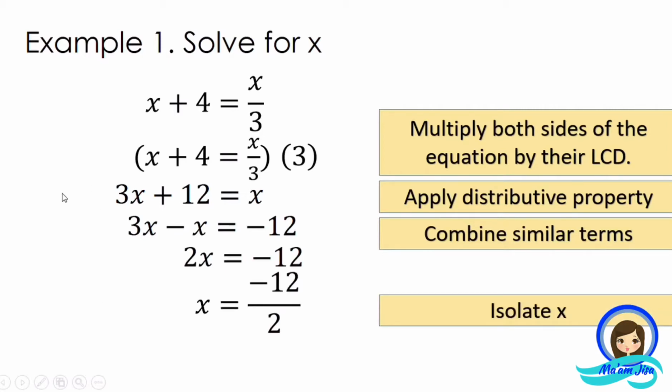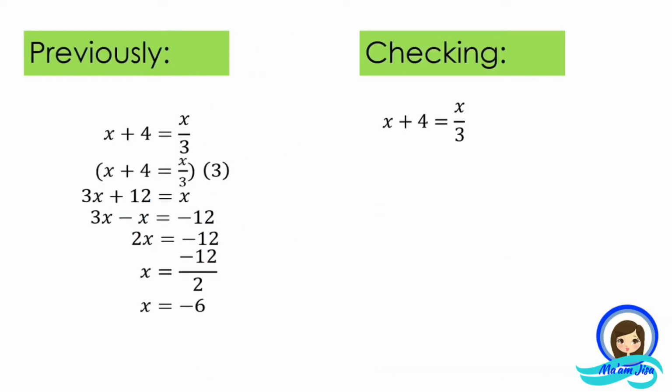Next, isolate x so that only the variable x remains. To isolate x, divide both sides of the equation by 2, and thus, simplifying, we have x equals negative 6. To check if our answer is a solution, we just need to substitute all the x's with the value negative 6. So simplifying, negative 6 plus 4 is negative 2. Negative 6 over 3 is negative 2. And thus, negative 6 is indeed a solution in the equation.